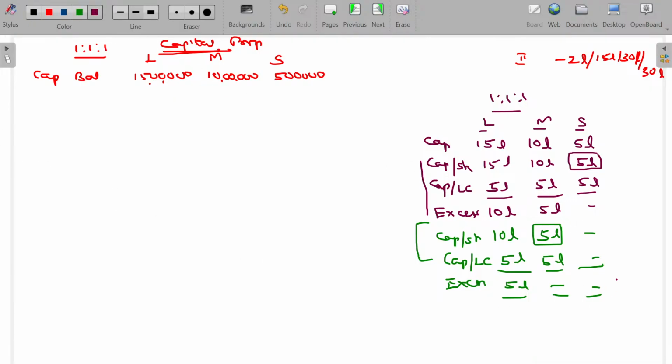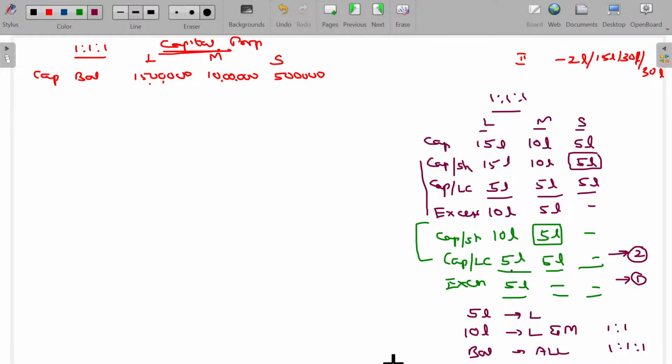While making the payment, first you have to pay L. Up to 5 lakhs, you have to make the payment only to L. Next, up to 5 plus 5, 10 lakhs, payable to L and M in their PSR ratio. Balance thereafter will be payable to all the partners in their PSR. This will be completely for L. This is only for L and M in the ratio of 1:1. Last one is for all the partners. Clear?